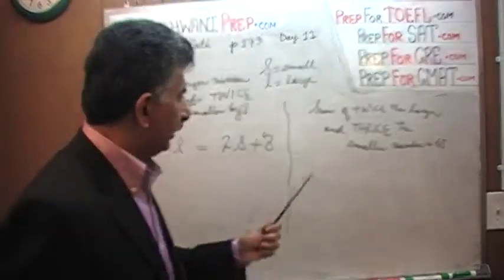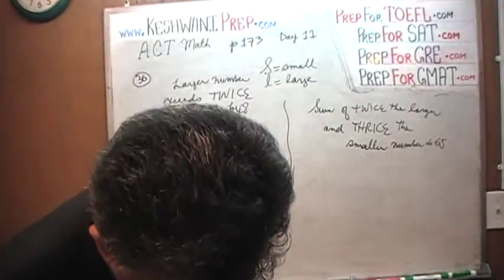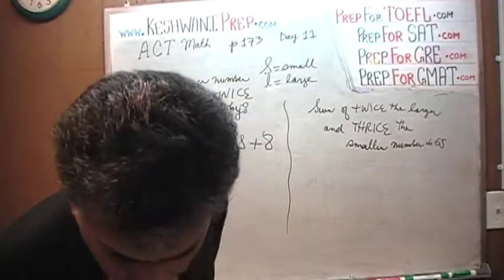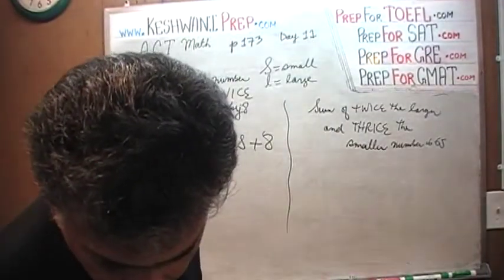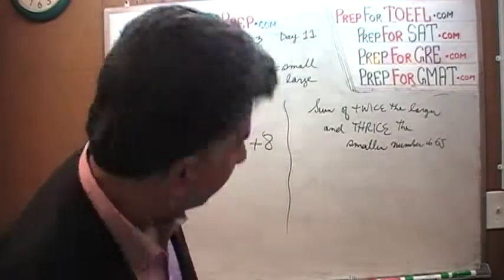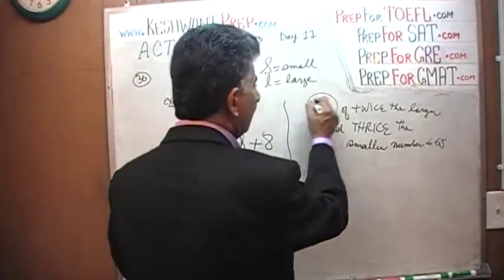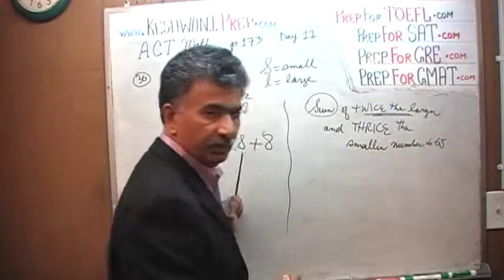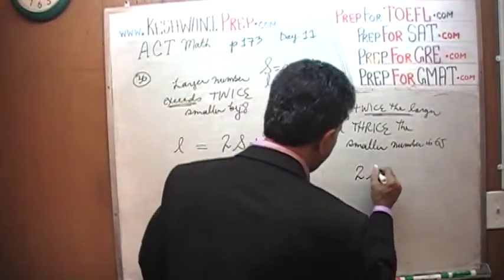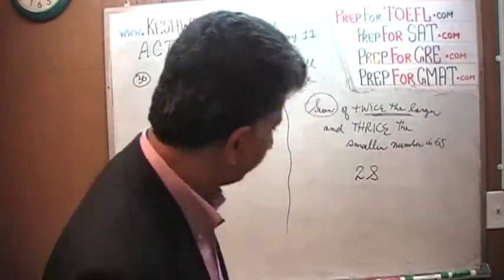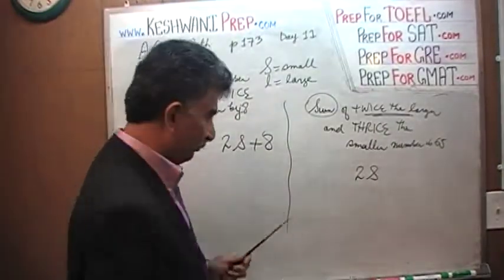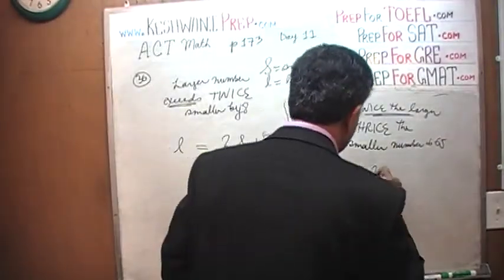Let's continue here. The next part tells us that the sum, I want to make sure that I did not misread this part. It's the sum of twice the larger number. Okay, so we're looking for the sum of twice the larger number. Well, twice the larger number is 2 times L. You see, s is not a large number, that's a small number. This is what I'm talking about.